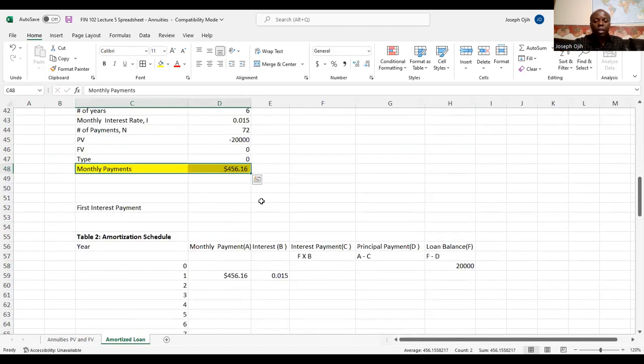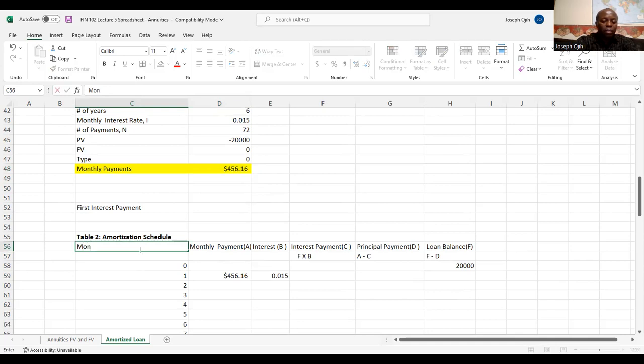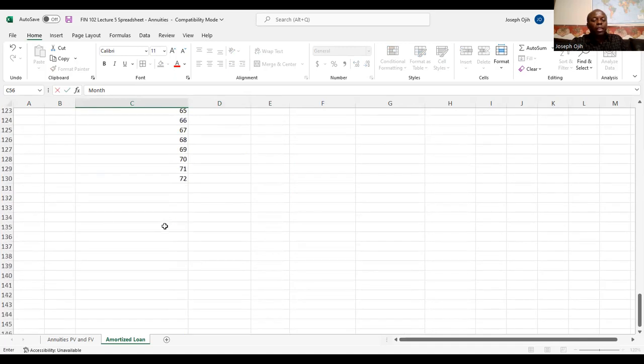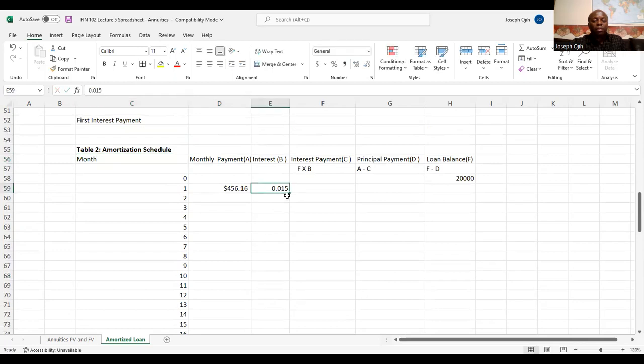So I put them here. And because it's monthly, I put month here, all the way to 72 months. Now I'm going to put the interest rate in as well, so I'm going to drag it down. When you bring the cursor here, it will change from a thick cross to a skinny cross. When it changes, double click on that, and it will copy everything in.